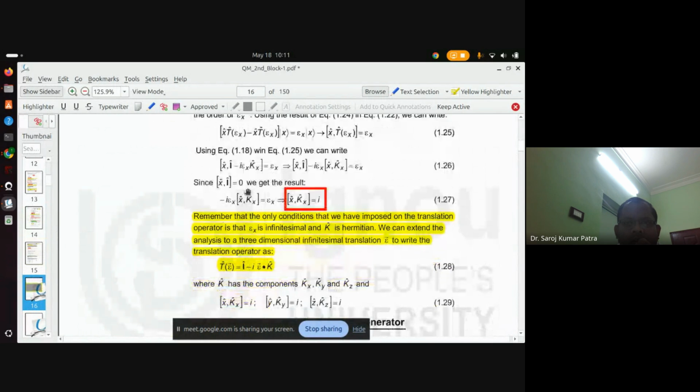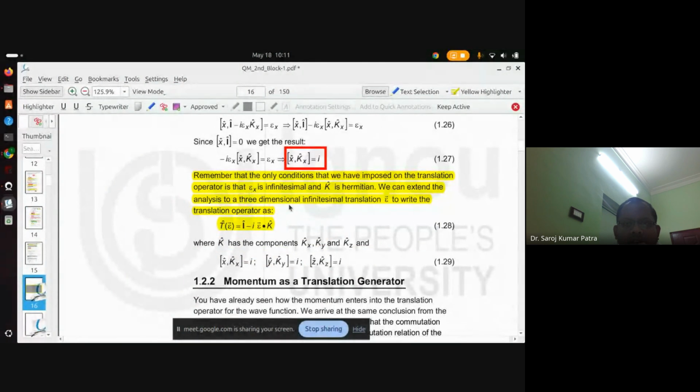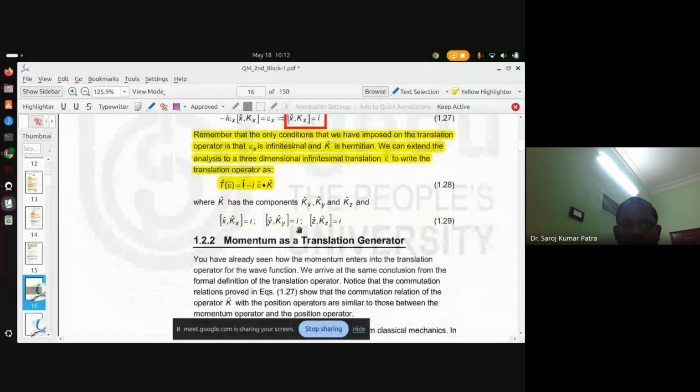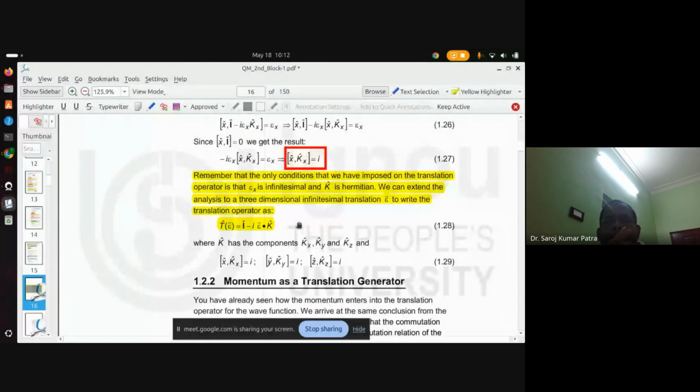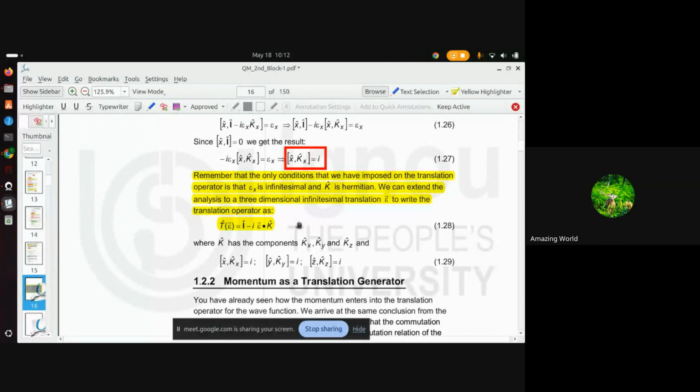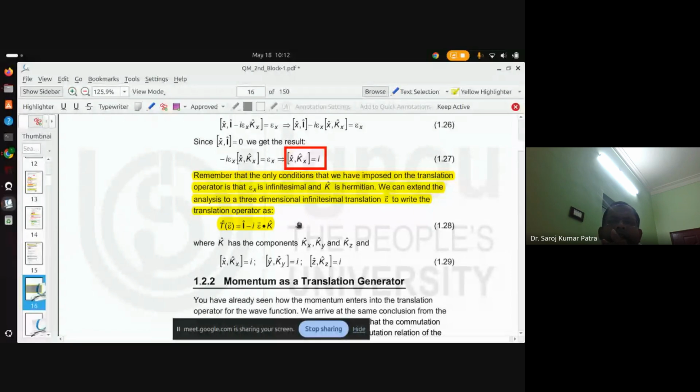All right. And in three dimensions, instead of epsilon x kx, I will write epsilon vector dot k cap, the three-dimensional form. Okay, is it clear? Yes. We actually worked in one dimension, then we are extending that same argument to three dimensions because they are mutually orthogonal coordinate systems. Okay.